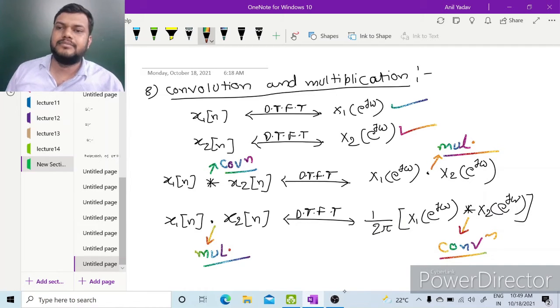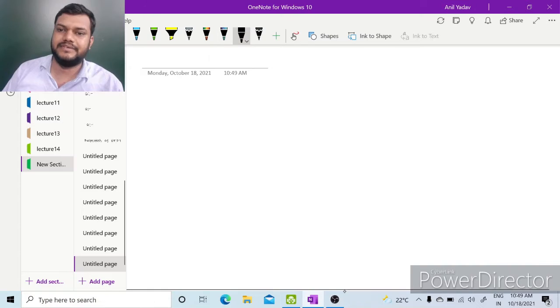So these are 8 properties of discrete time Fourier transform. Let us solve some questions based on these properties.